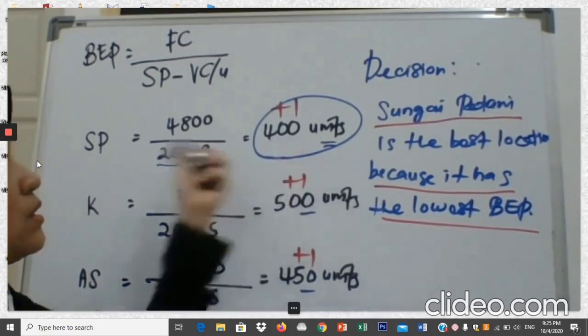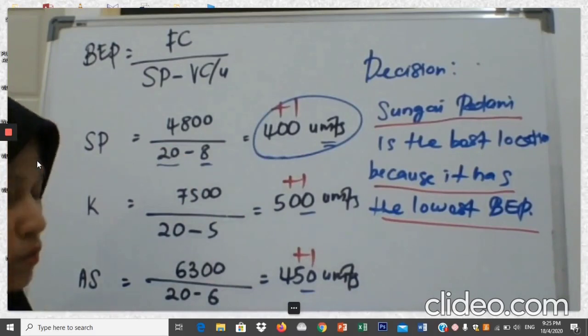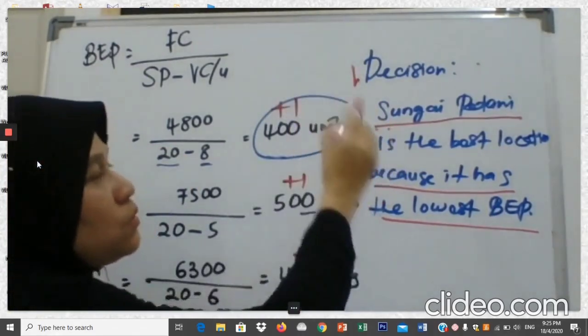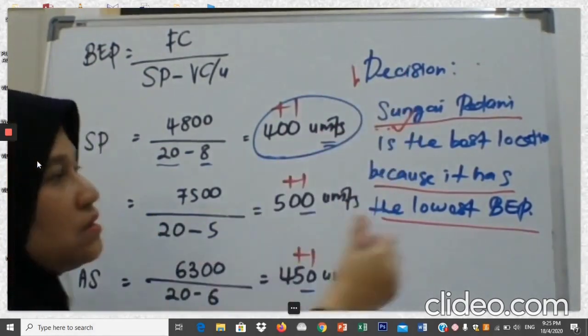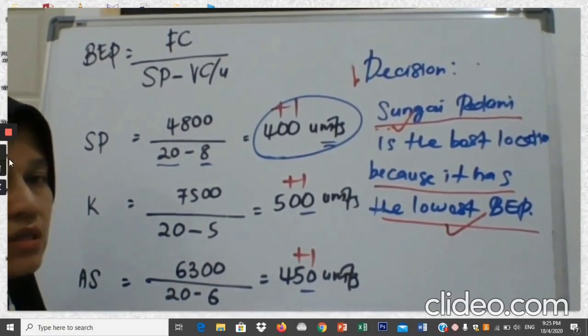So this is the location where the company can make profit faster. So what you have to do is to make a decision. You have to mention the location Sungai Petani is the best location, and the reason is because it has the lowest break-even. Okay, so that completes the break-even. That is for break-even point analysis.